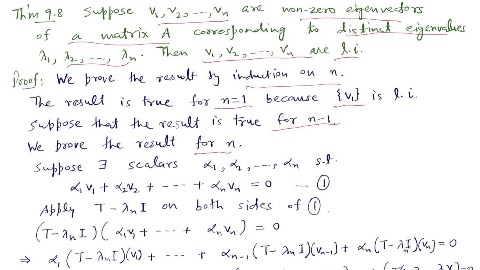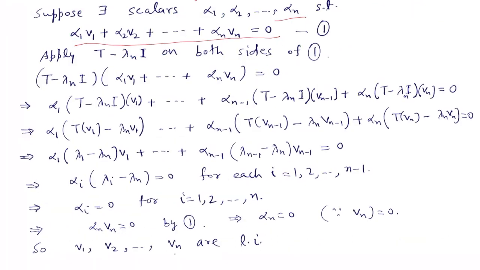Suppose there exist scalars alpha 1, alpha 2, ..., alpha n such that this combination is 0. We apply T minus lambda n I on both sides of equation 1. Then we get (T minus lambda n I) applied on this vector. On the right hand side we have 0. Left hand side we can write this way: alpha 1 will come out, so it is alpha 1 (T minus lambda n I) v1 and so on, alpha n minus 1 (T minus lambda n I) applied on v n minus 1, and lastly alpha n (T minus lambda n I) applied on vn.